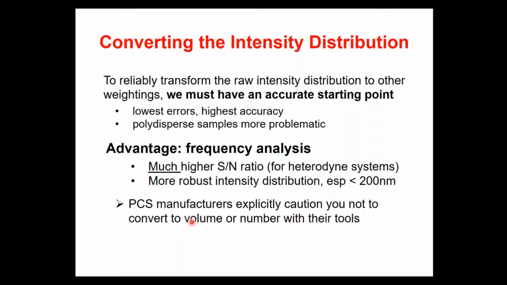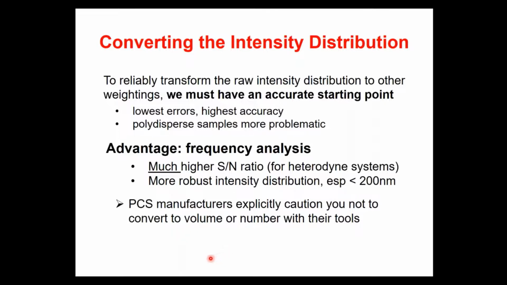at least those that incorporate a heterodyne interference system, for the reason that the signal to noise ratio of the raw signal is vastly higher than what you get with PCS. Because you have a higher signal to noise ratio, you have a much more robust and probably more accurate intensity distribution to start with, especially for the very small particles under 200 nanometers that scatter so very little.